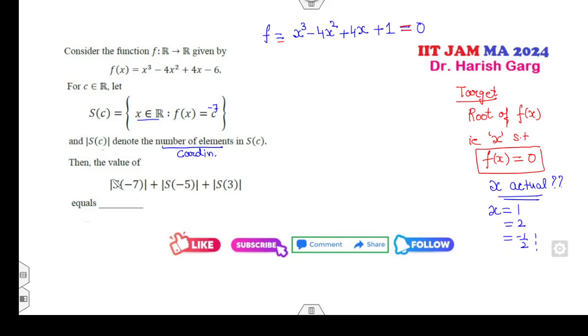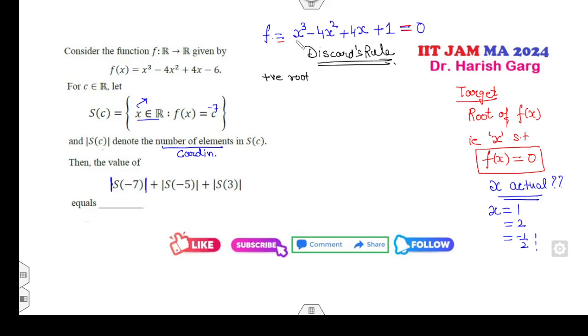No, because my target is to find the cardinality. That means my target is to find only the counting of x. So what rule do you have? You can apply Descartes' rule of signs. How many positive roots, how many negative roots are there? So for this case, you can see how many positive roots.